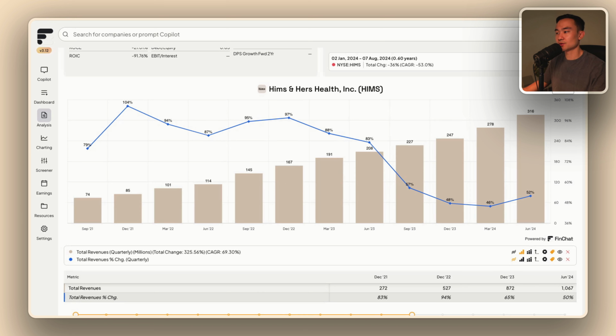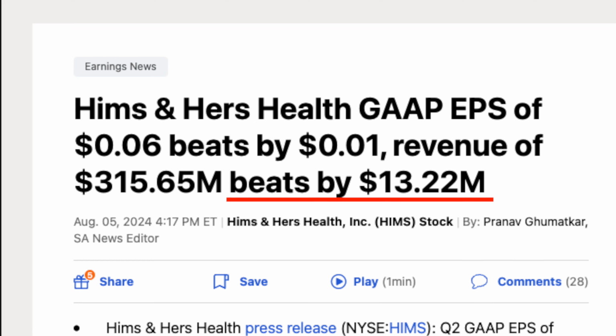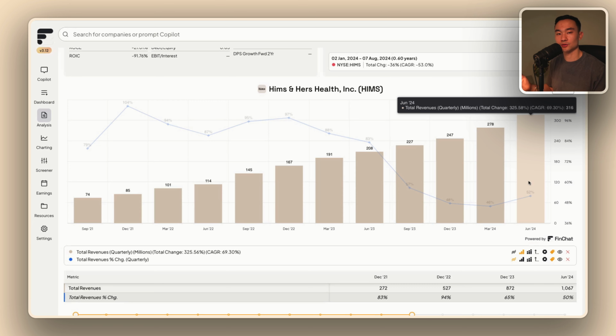So Q2 revenue was $316 million, up 52% year over year, which was an acceleration from Q1's growth of 46%. So that's really good to see. This also beat the high end of management's guidance by $19 million and beat analyst estimates by $13 million. So top line numbers look fantastic, and the company continues to be underestimated.